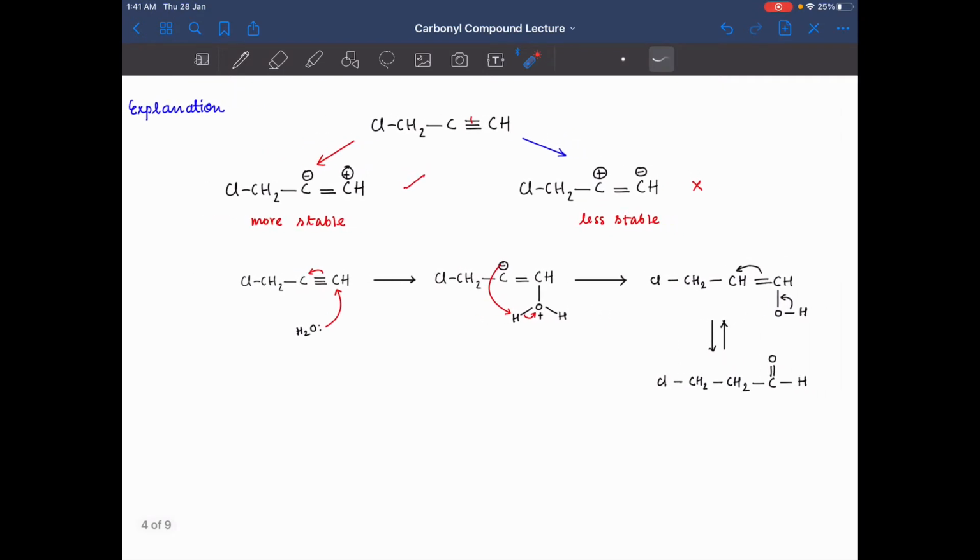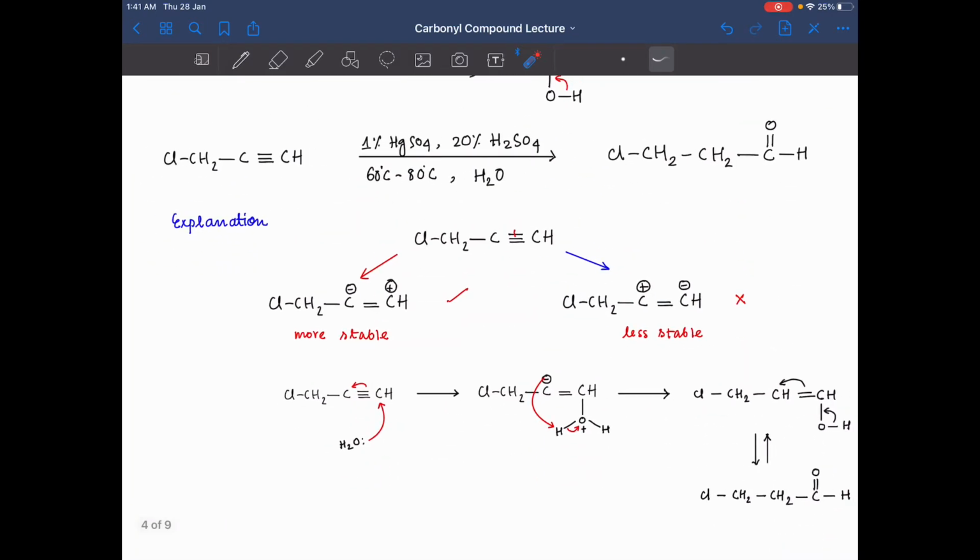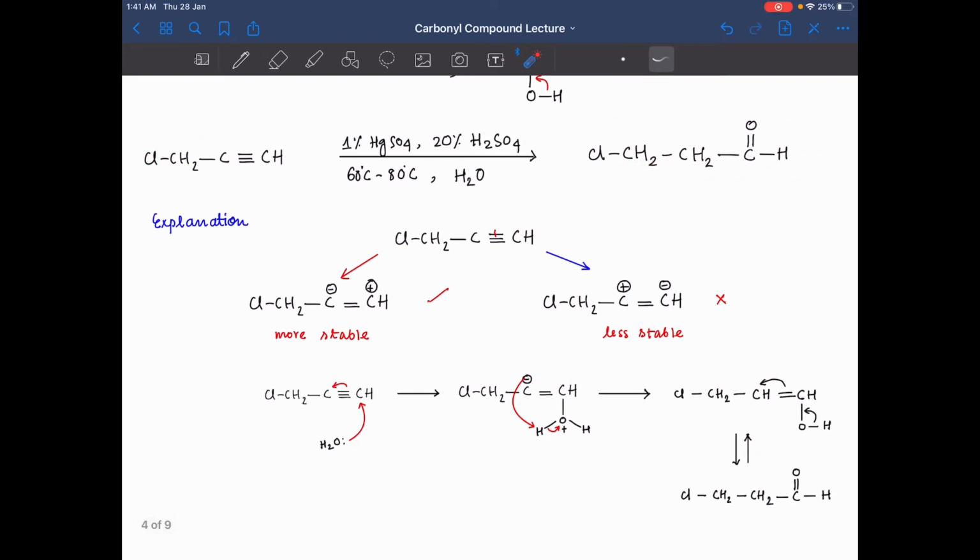So the reaction mechanism is that the lone pair of oxygen of the water molecule will attack this carbon. One of the C-C bonds breaks, there will be negative charge generation, and after that protonation and deprotonation will occur, forming the enol form, which will then tautomerize to the keto form. So if we use this reactant, we'll get this aldehyde. This is the reaction mechanism. I hope you guys have understood.